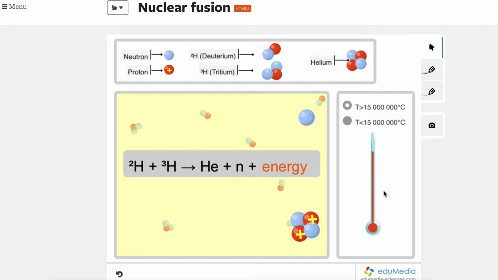And this kind of reaction can occur when there's very high temperatures and high pressures, like in the center of stars. Again, that high temperature and pressure is necessary to overcome the electrostatic repulsion between the protons that would keep the nuclei separate, and to bring them close enough together that the strong nuclear force can take effect.